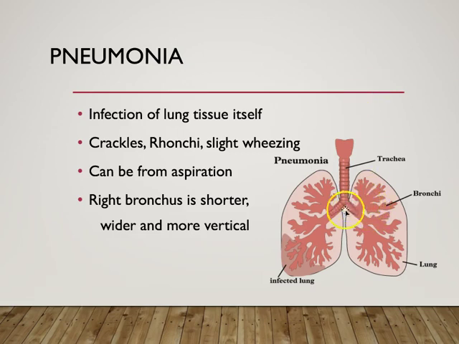Look at that, the right bronchus. I guess it doesn't show it very well on this picture, but just know that the right bronchus is shorter than the left. It's wider and it's more vertical. So a lot of times if you aspirate or get food or vomit down your trachea and into your lungs, it a lot of times will affect the right lung before it affects the left lung because of that shorter bronchus.